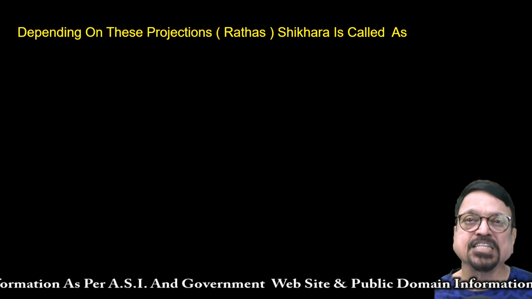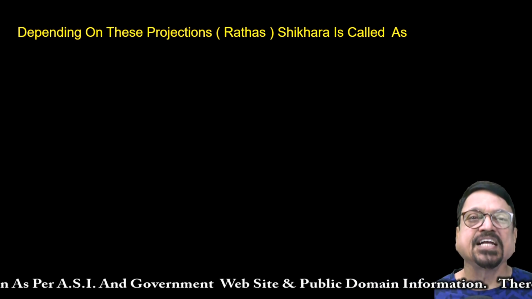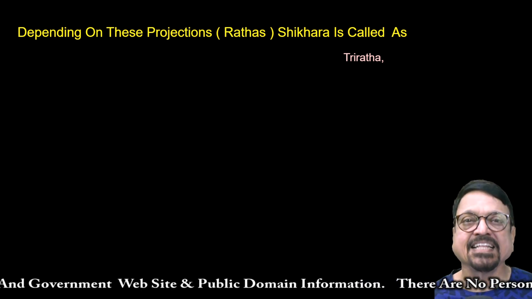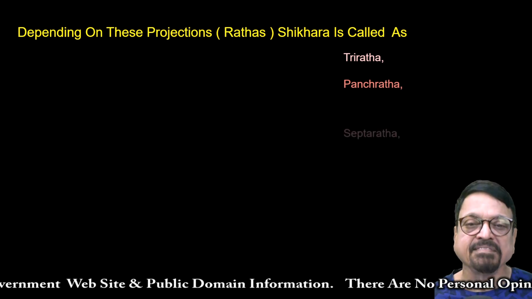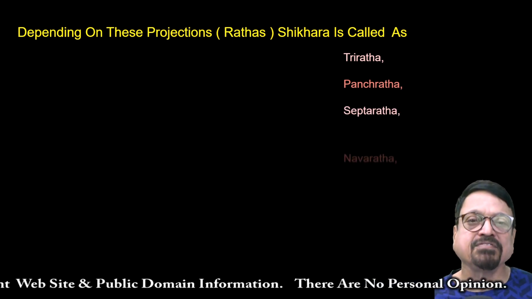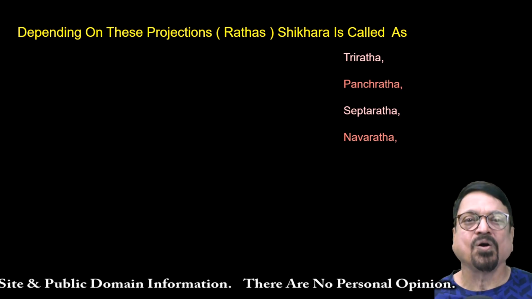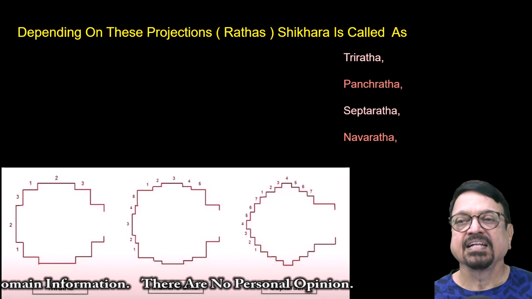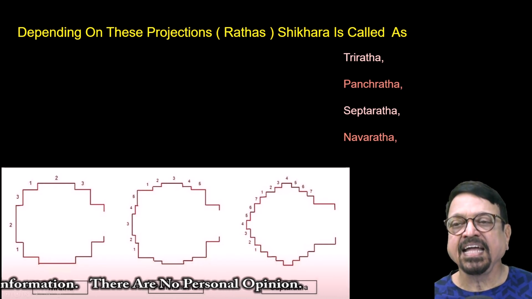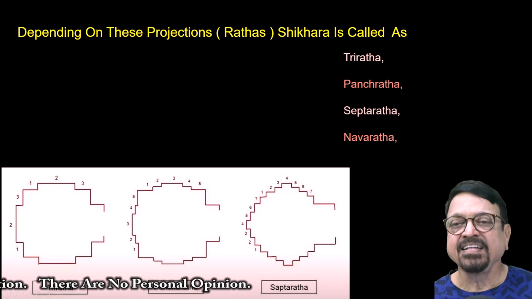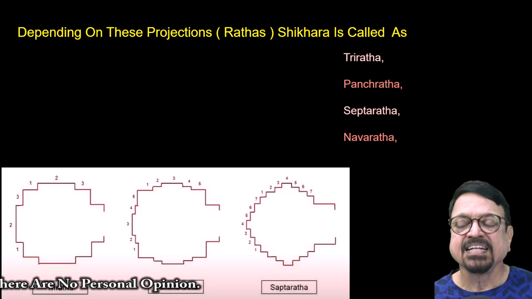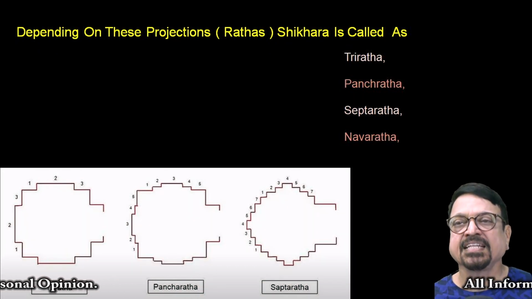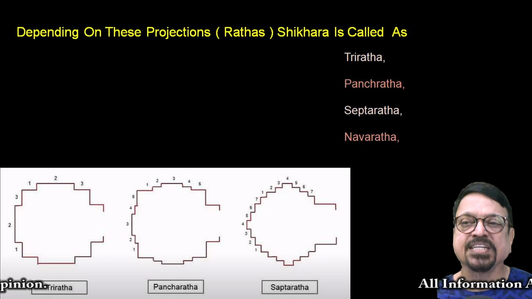Now depending on these projections or rathas, the Shikhara is called by different types. Triratha, where there are 3 rathas. Then it can be Pancharatha, with 5. It can be Saptaratha, when there are 7. Or it can be Navaratha. Look at this, how it should look. The first one is the Triratha, that is 3 rathas. Second is Pancharatha, and then comes the Saptaratha. So these are the rathas, that is the angles which we are seeing.